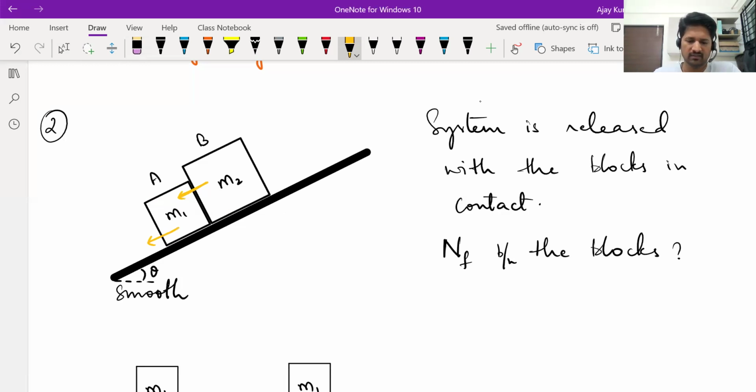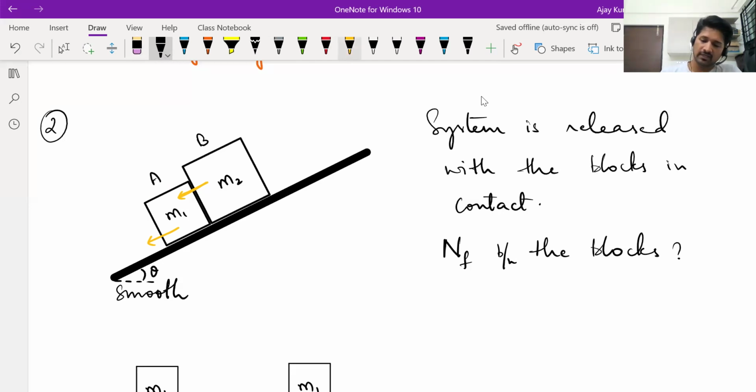Yes, sir. Why? Sir, they'll just be going in the same direction, right? Since the mass of m2 is bigger, it'll be putting force on the m1 block. See, it's not about mass. Pushing will happen when one tries to move faster than the other. Trying to move faster or not will be determined based on acceleration, which is force divided by mass.